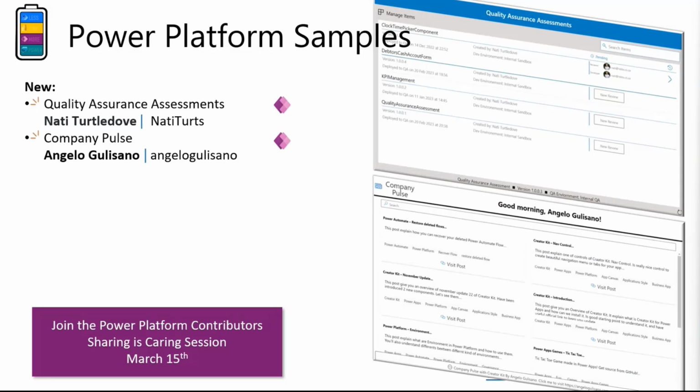One is a quality assurance assessment by Nadi Turtledove. It's inspired by the Center of Excellence Quality Assurance, but it's always good to see how people reverse engineer these solutions and build new versions. And Company Pulse by Angelo is another one of these reverse engineered solutions. This one was rebuilt using the Creator Kit, and it's awesome. No updates or no samples from Bo Cameron yet, but I'll keep you up to date if this situation changes.